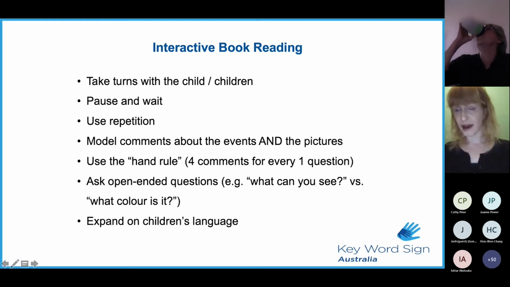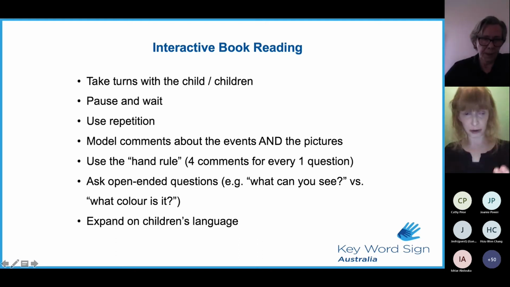If you are going to ask questions, we want to make sure that they're open-ended questions, and that you're asking them as a really active listener. So remember that this isn't a time to be testing a child's language skills and asking them maybe something like, oh, what colour is it? When I know what colour it is.